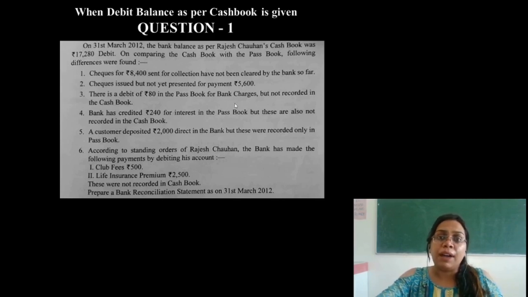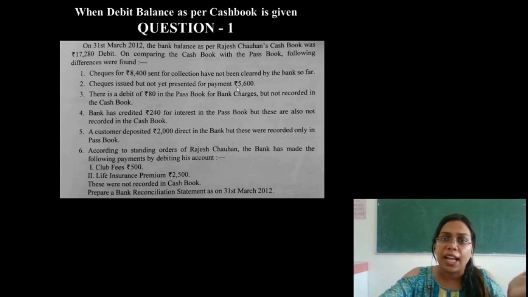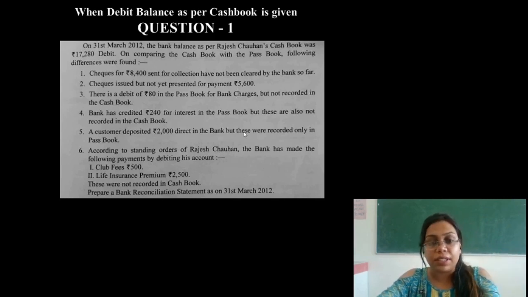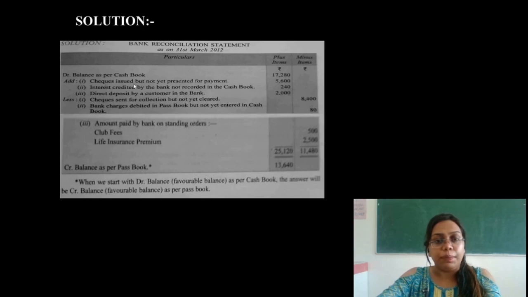Now I will add back this 5600 rupees to my cash book, because this amount has not been shown in the passbook. We cannot make changes in the passbook, so we will make changes in the cash book. Is this clear? You can see this. Checks issued but not yet presented for payment, 5600 rupees.